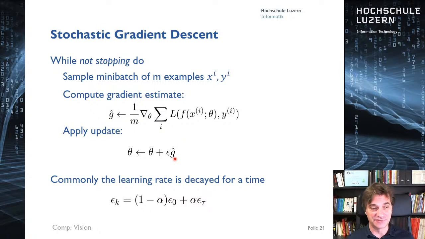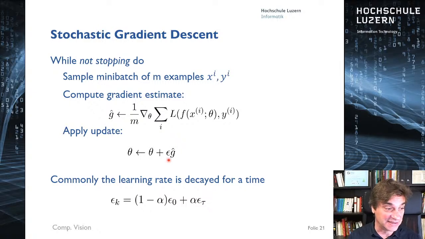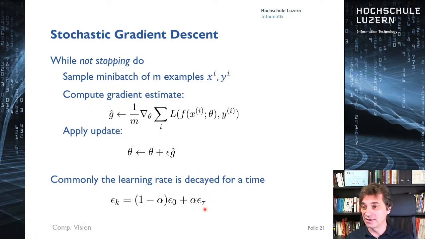But also, if they're smaller, they might not move that much. And at the end of the training, when you're near the global minimum, you don't want them to move so much. But at the beginning, you want to move them faster. So one possibility for that is that you decay the learning rate over time.